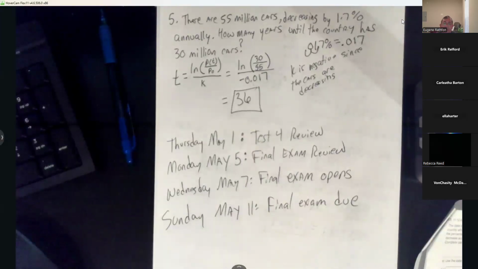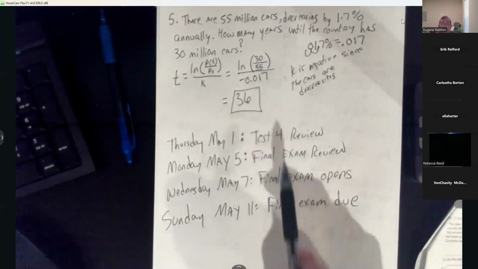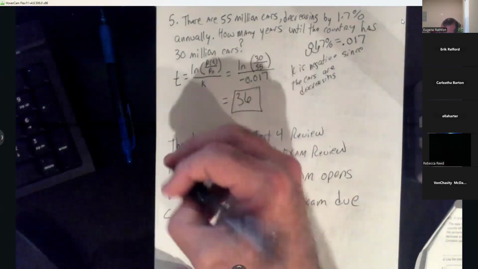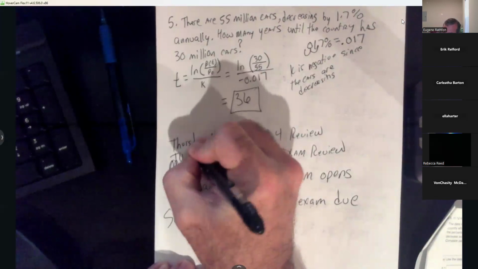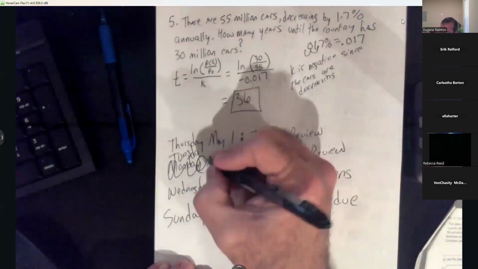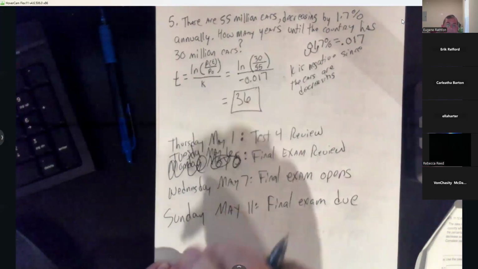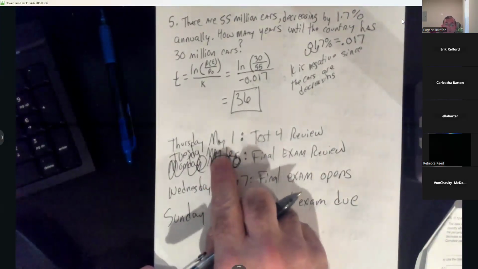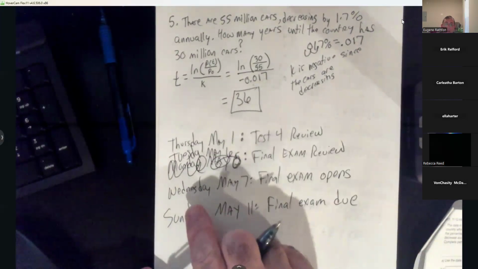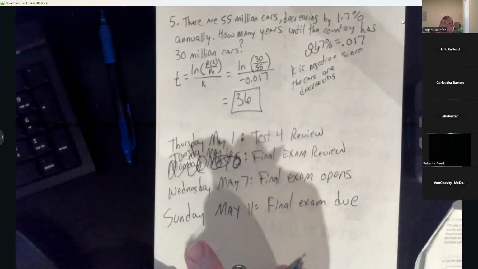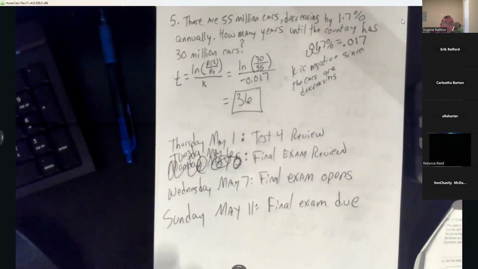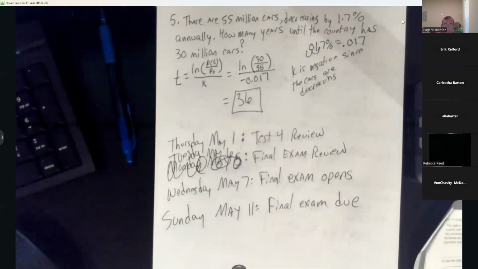All right, y'all, so that's my schedule coming up. Thursday, we're going to do final test 4. Oh, and I said Monday, but this will be Tuesday, May 6th, right? My bad, y'all. Tuesday, May 6th, we'll do the final exam review. And then the next day on Wednesday, it's going to open and be due by Sunday, May 11th, okay? All right, y'all, any questions on that?